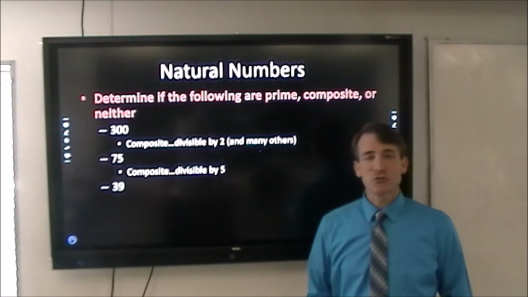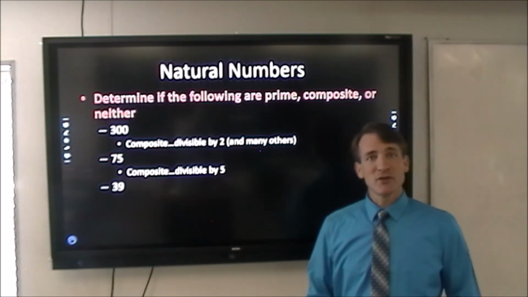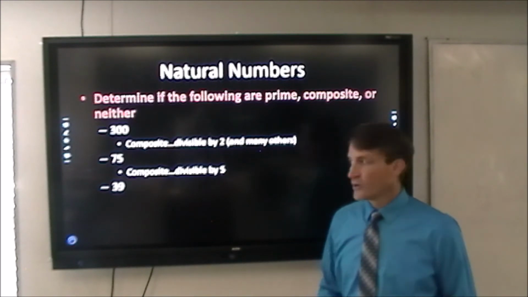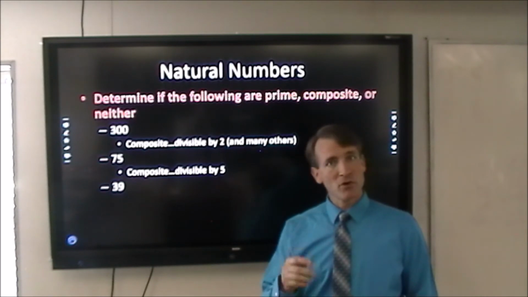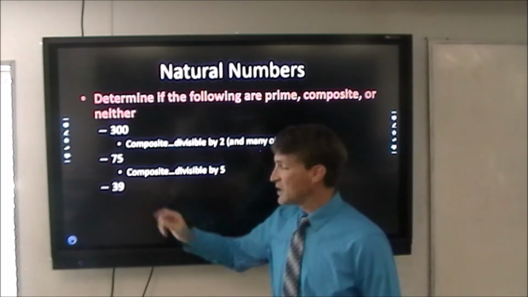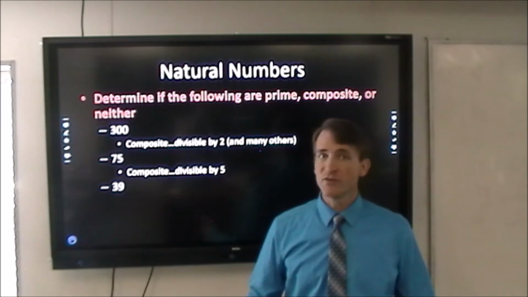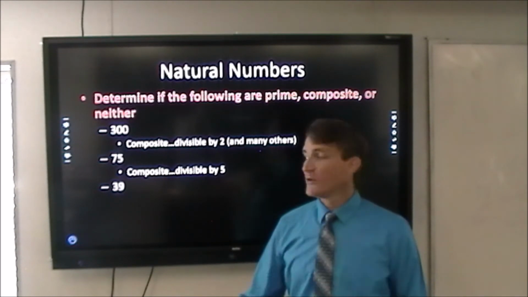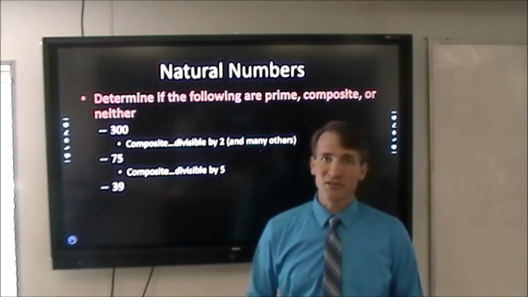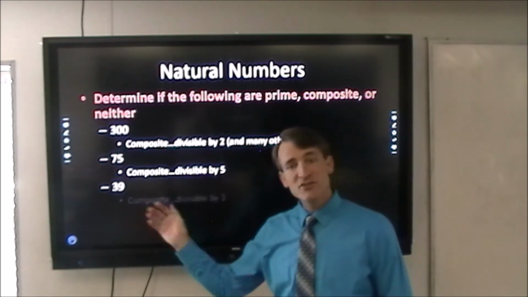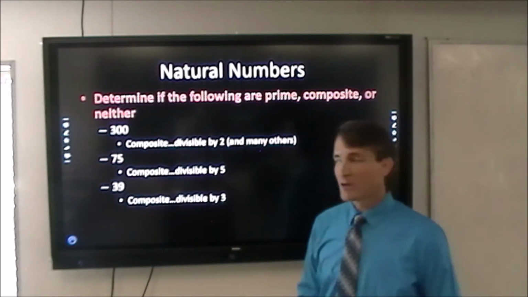39 is one that tricks a lot of students. 1 and 39 obviously are factors, but are there others? There cannot be a 2. However, it is divisible by 3. Remember our little trick. 3 plus 9 is 12, and 12 is divisible by 3. Therefore, 39 is also divisible by 3. 3 and 13 give us 39. So this number here would also be considered composite.